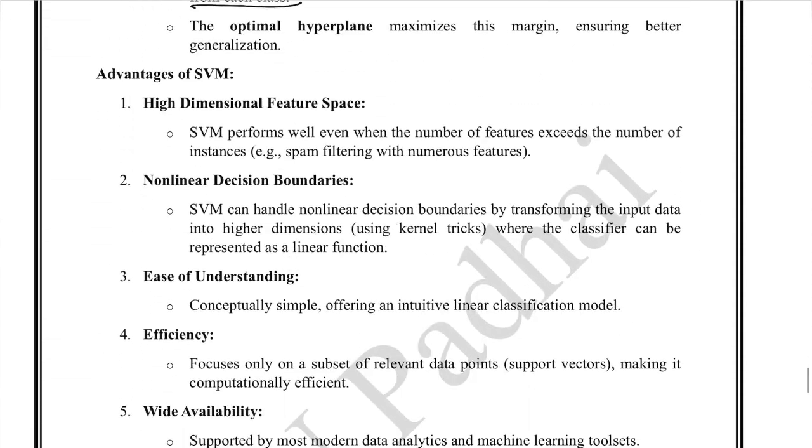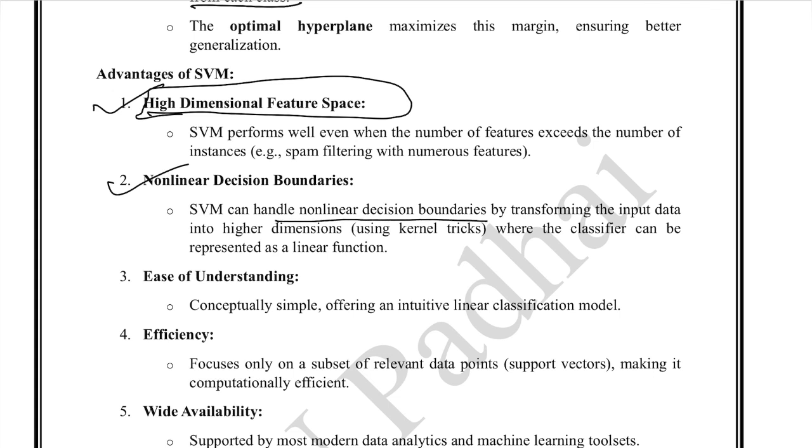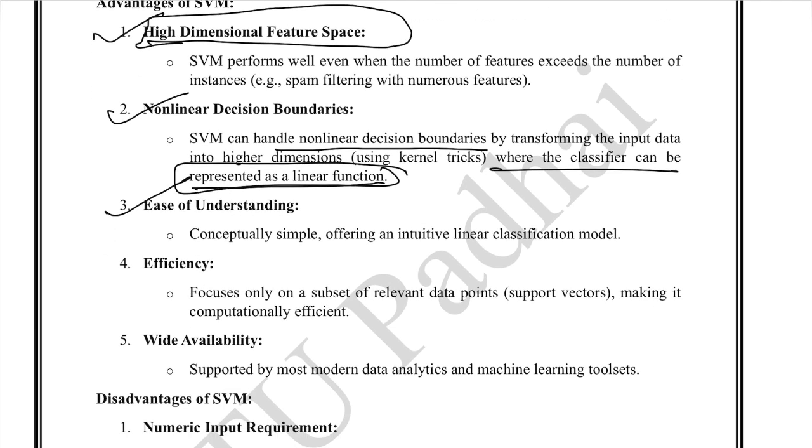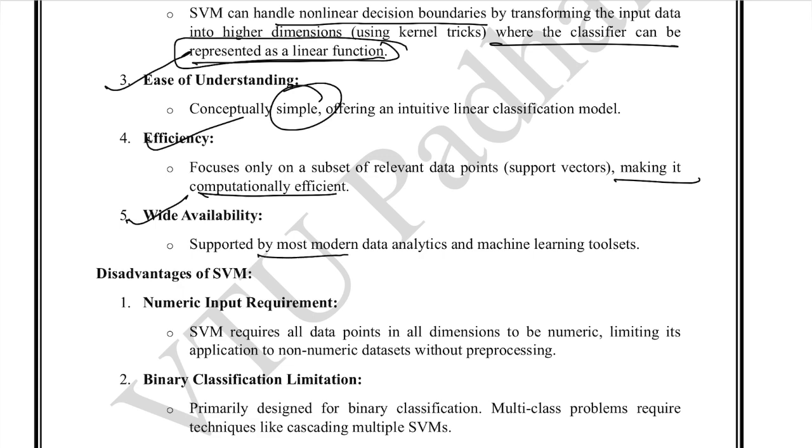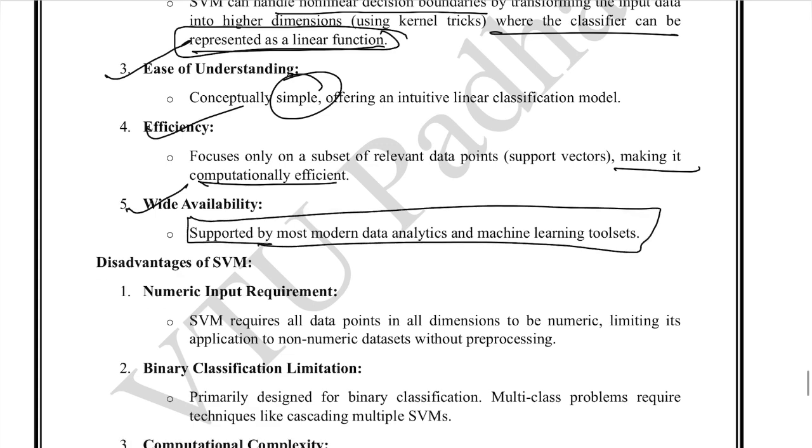Now next, see the advantages. We have high dimensional feature space: SVM can perform high dimensional data processing. Next is non-linear decision boundaries: it can handle non-linear decision boundaries by transforming them into higher dimensions, making use of kernels, but the classifier can be represented as a linear function. Next is ease of understanding, which is very simple to implement. Efficiency: the process is very efficient. And wide availability: a large number of data analytics and machine learning toolsets work on SVM.